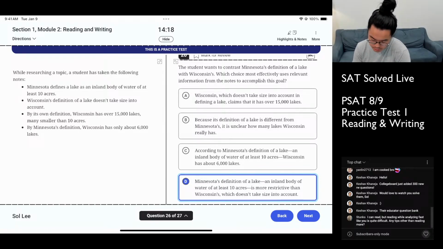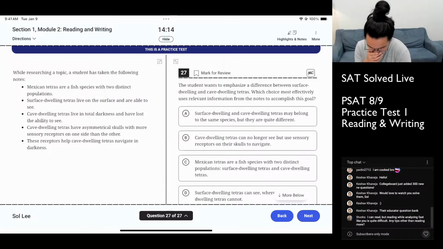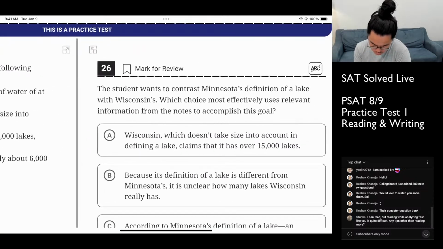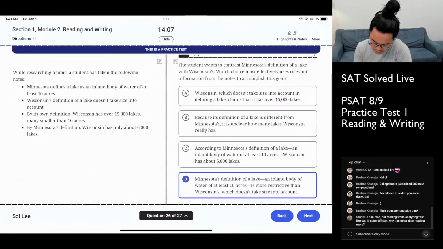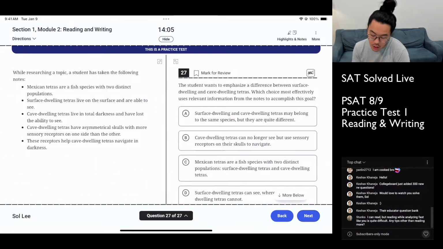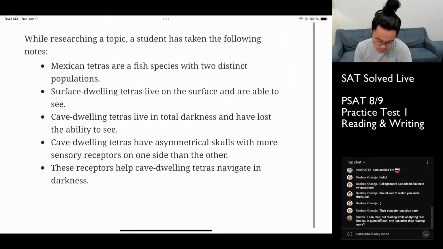Minnesota's is more restrictive. Yes, that is correct. Difference between, wait, I feel like I might have read that question too fast. Yeah, we're contrasting the definition. Perfect, exactly. Wants to emphasize a different. I'll just read this first.